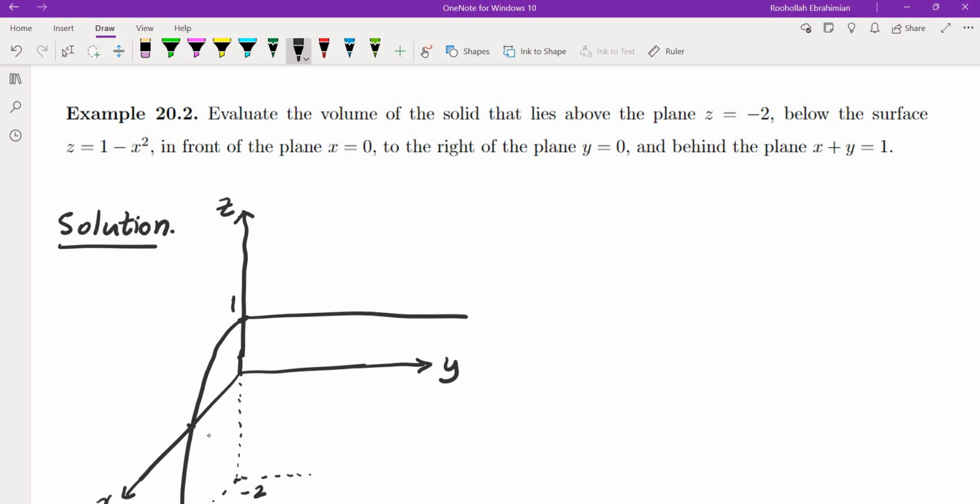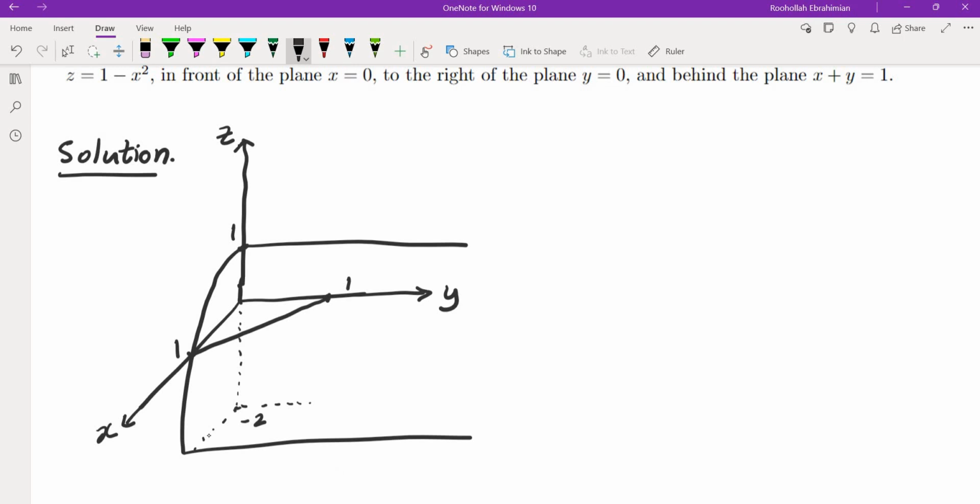Okay, so I'm going to draw the plane x plus y equals 1. This point is 1 because the parabola is 1 minus x squared, z equals 1 minus x squared, and that is equal to 0 when x equals 1 and negative 1, but we don't really care about the portion that is behind the yz plane. So the intercepts are 1 on both axes. So we have this plane, and then we have to basically take this line and move it in the z direction. So we will get this solid.